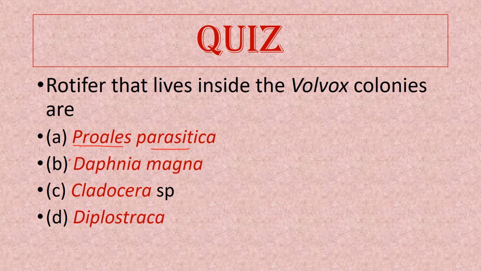But other species, for example Daphnia, Cladocera, the second option, and Diplostraca, all these types of microscopic water bugs also feed on Volvox, but they do not live inside the colony.